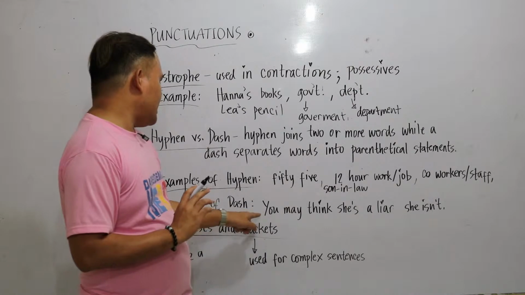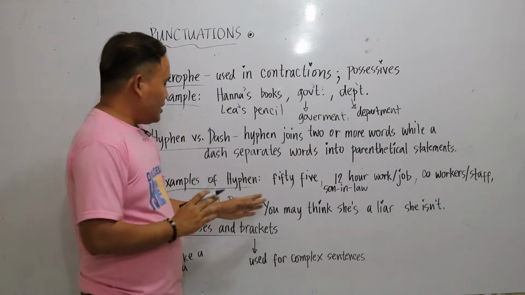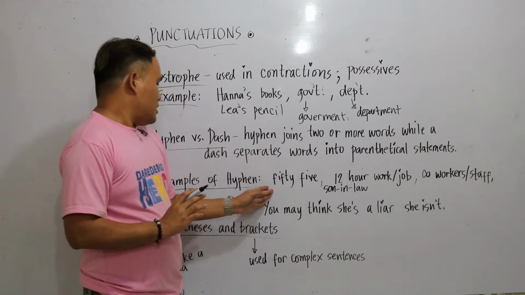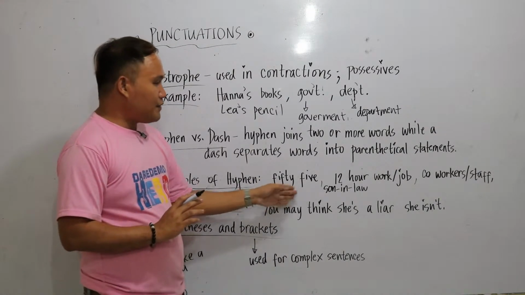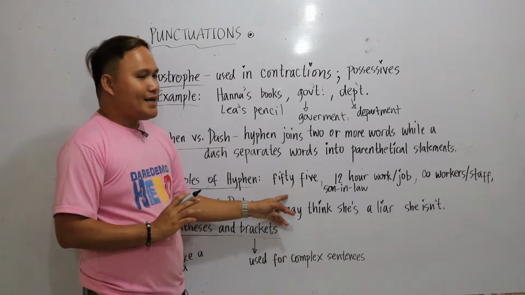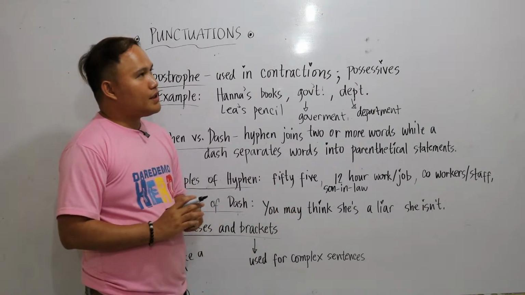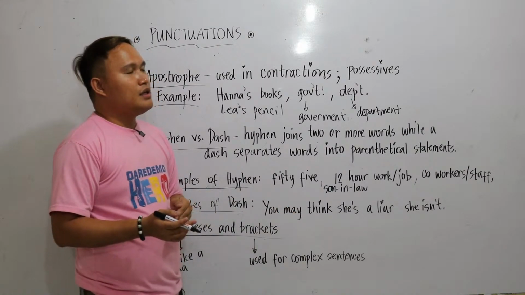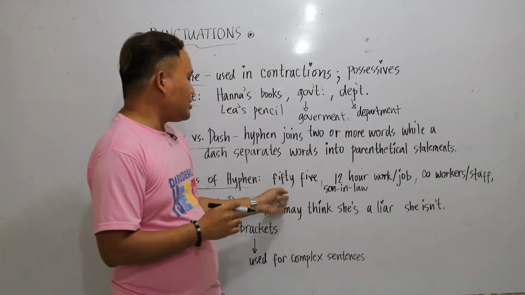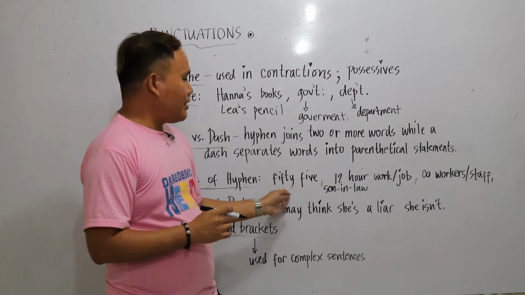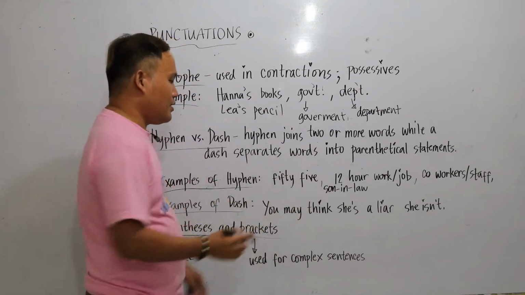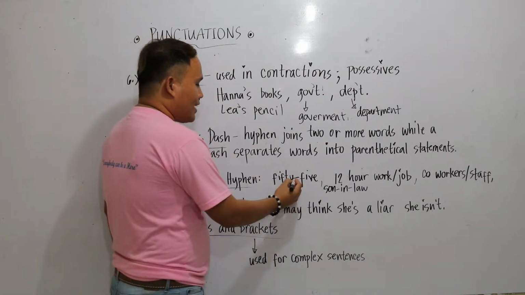For example, let's first discuss the example of hyphen. So we have 55. If you are going to write it not in figures, but in letters, this is the correct spelling. Okay, 55. So what do you think is the missing punctuation here? We put a hyphen here.